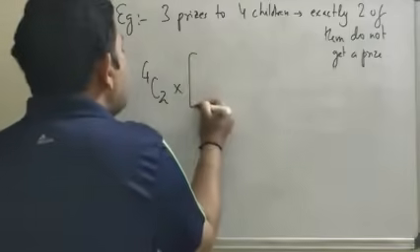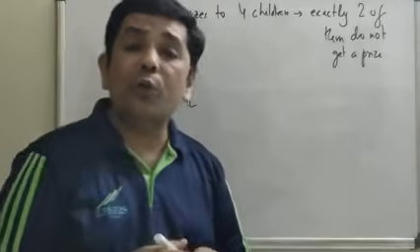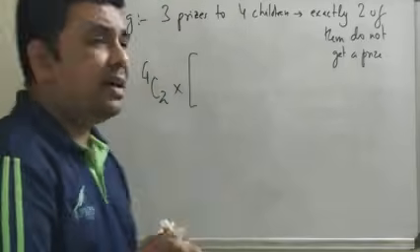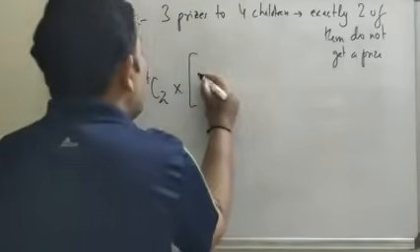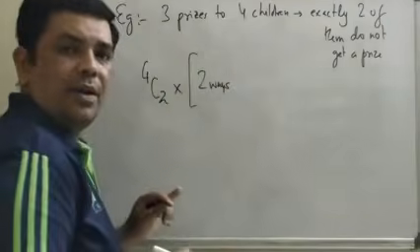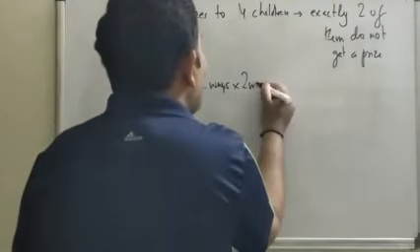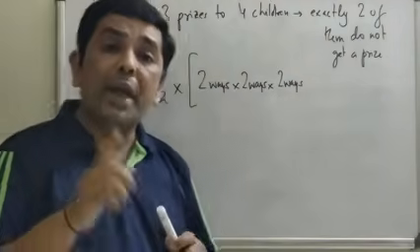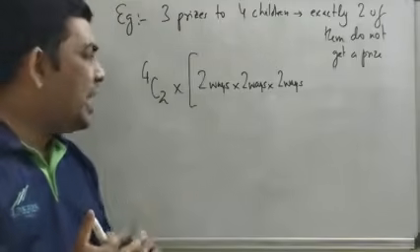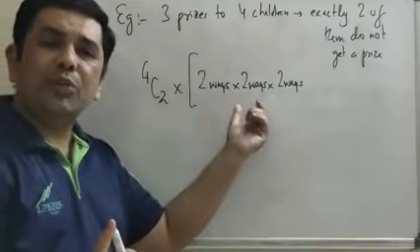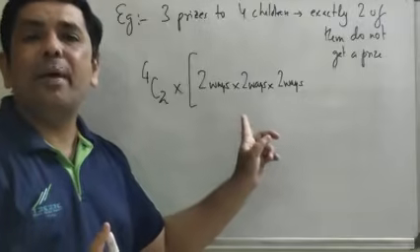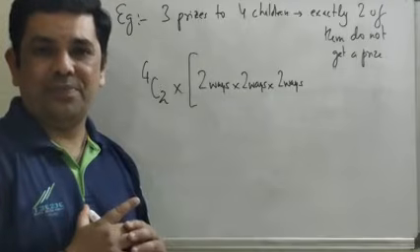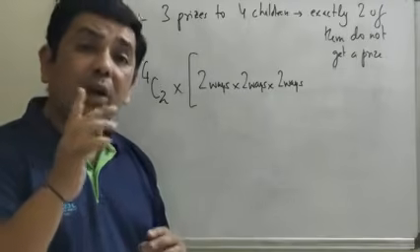Now, once we have identified the 2 children, the 3 prizes have to be distributed. Correct? Okay. So what did we learn? The first prize can be distributed in 2 ways. The second prize can be distributed in 2 ways. And the third prize can be distributed in 2 ways. Now, many of us make the mistake of saying that the final answer to this question will be 4C2 multiplied by 2 to the power 3 or 2 cube. This is wrong. Okay, this is wrong. What is the mistake?